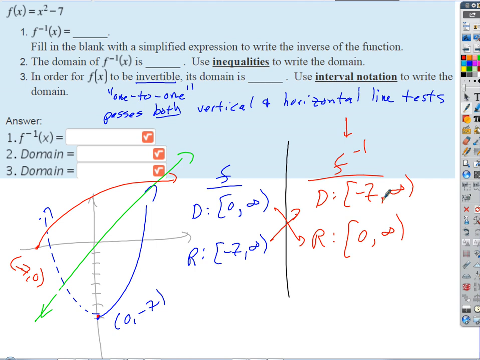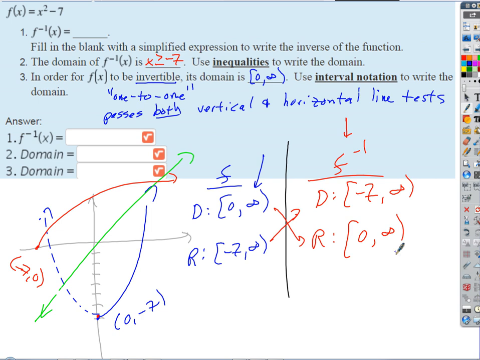-7 less than or greater than 0. So x is what relative to -7? Great. Greater than or equal to, right? Okay. So this would just be x is greater than or equal to -7. And the domain of the function, to make it 1-to-1, to make it pass both line tests, was just that, right? They wanted it using interval notation. So it looks like that.